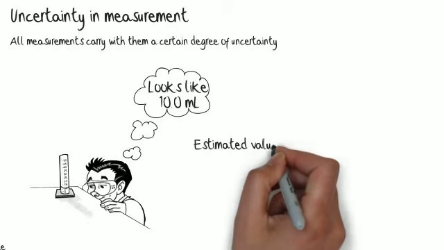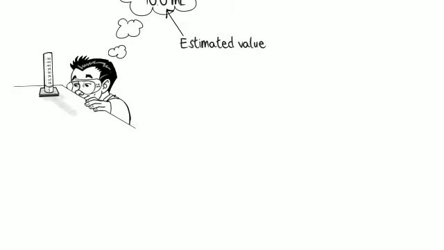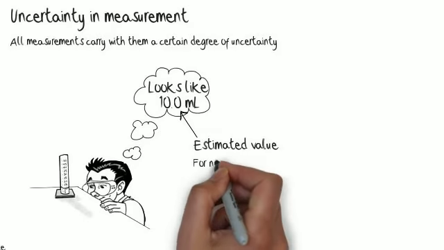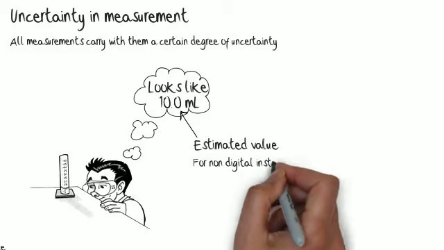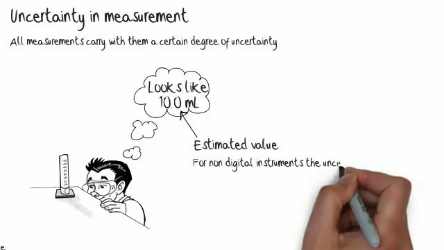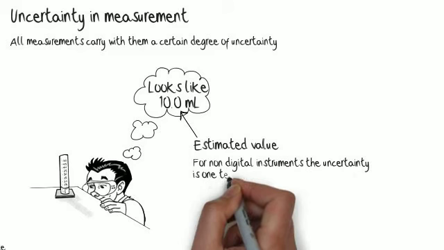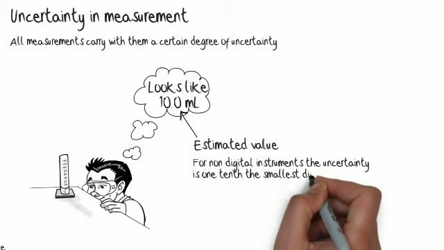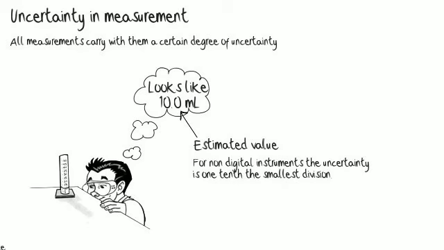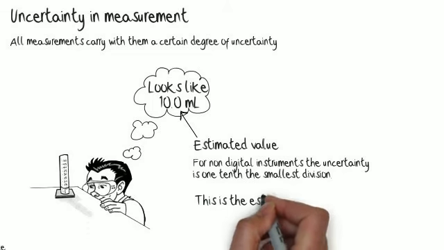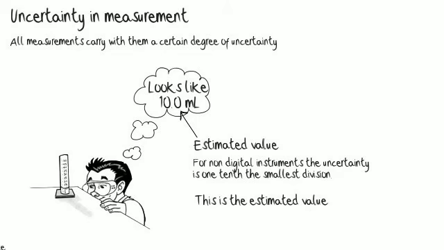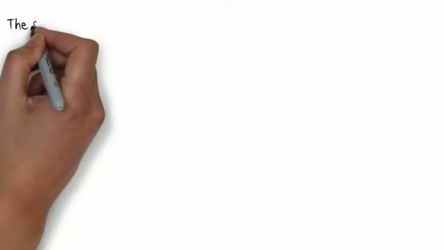In this picture, it looks like it's about 10 milliliters. That estimated value is the last digit in that measurement. So 10.0 milliliters, it's that 0.0. For non-digital instruments, the uncertainty is always 1/10 the smallest division of your instrument, and that is your estimated value.